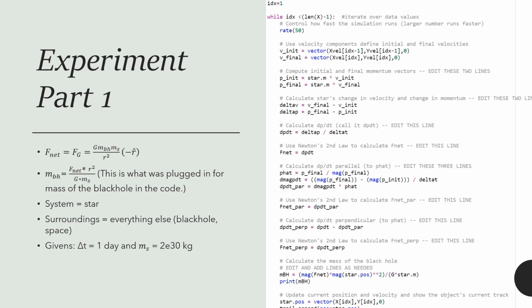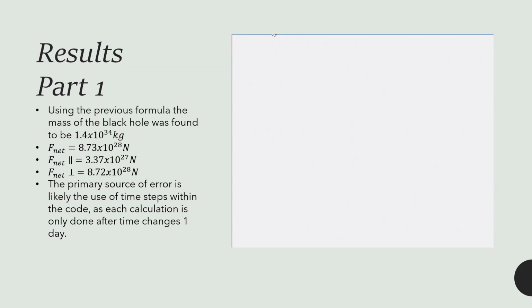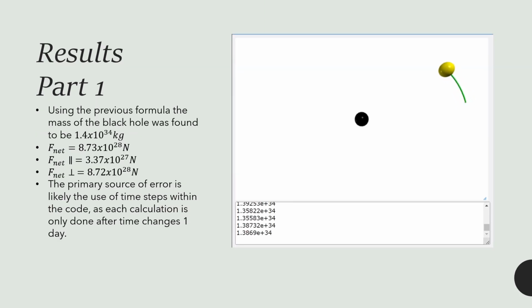So for the system in this scenario, it is the star, and the surroundings are everything else, which is the black hole and space. And the given initials we have are that the change in time is 1 day, which we will convert into seconds, and the mass of the ship is 2 times 10 to the 30th kilograms. So here we will see the result of the simulation.